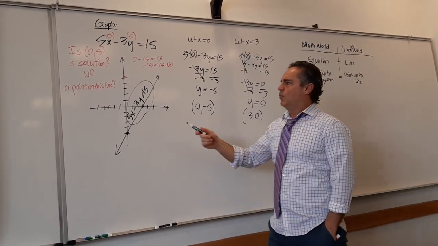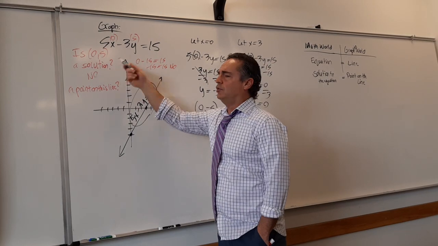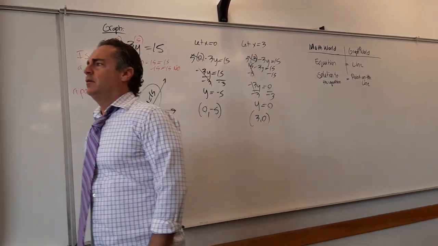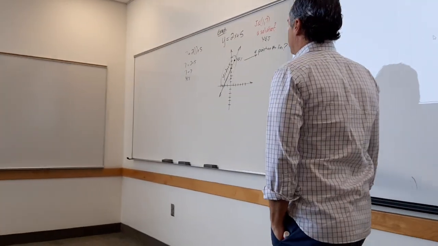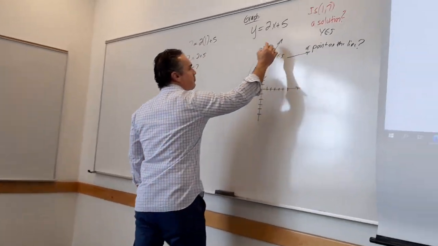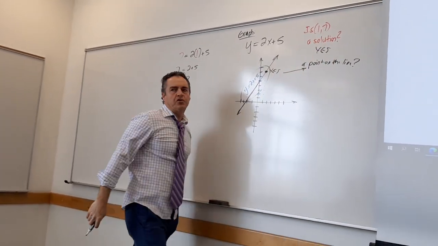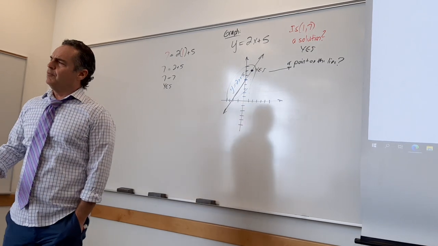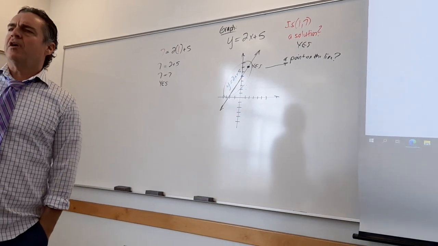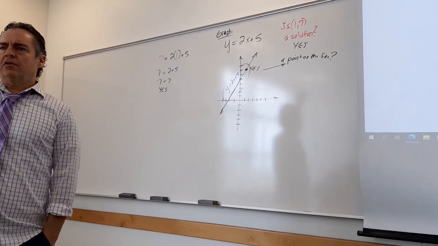So in this instance, it was not a point on the line, it was not a solution, right? Over here, it is a point on the line, and it made the math true. It's a solution. Okay? Catching all that? Raise your hand if you already knew this stuff.